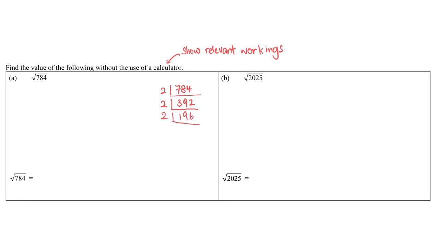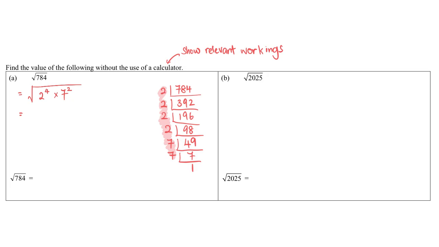Divide by 2, and that will give me 98. Divide by 2, this will give me 49. The next prime number that I can divide will be 7, and 7. And so this will be the prime factorization of 784. It will be 2 power 4 times 7 power 2.